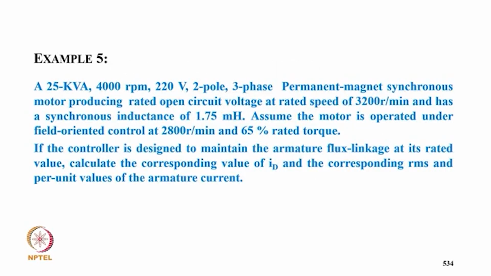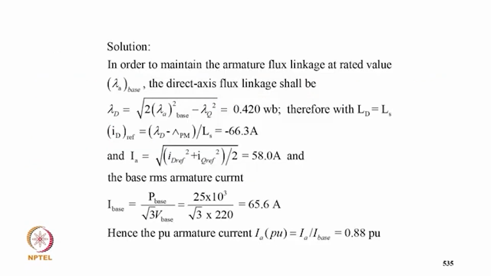So example 5: a 25 kVA, 400 V, 220 volt, 2-pole, 3-phase permanent magnet synchronous motor producing a rated open circuit voltage at rated speed of 3000 rpm and has a synchronous inductance of 1.75 millihenry. Assuming the motor is operated under field oriented control at 2800 rpm and 65% rated torque. If the controller is designed to maintain the armature flux linkage at its rated value, calculate the corresponding value of ID and the corresponding RMS and per unit value of armature current.